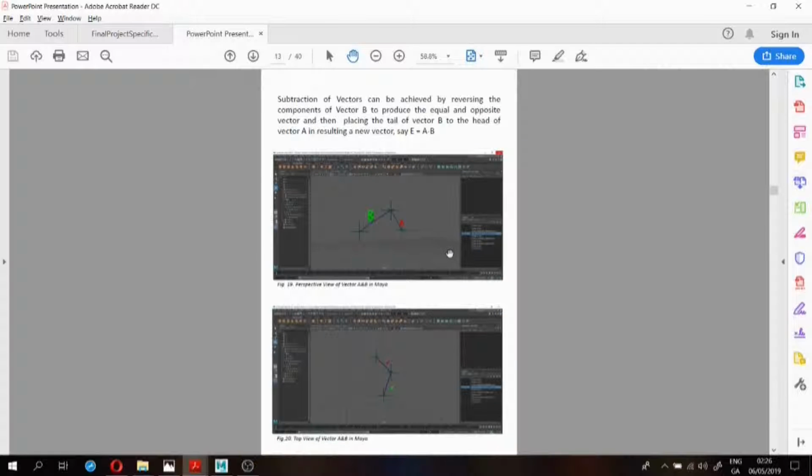Now we'll go towards the subtraction of the vectors, which can be achieved by reversing the components of vector B to produce the equal and opposite vector, and then placing the tail of the vector B to the head of the vector A, resulting in a new vector, say, equal to A minus B. So basically, in subtraction, we are going to prove that A minus B will not be equal to B minus A.